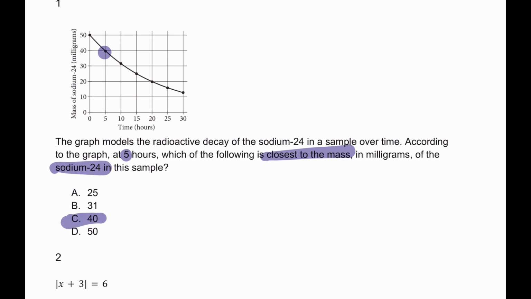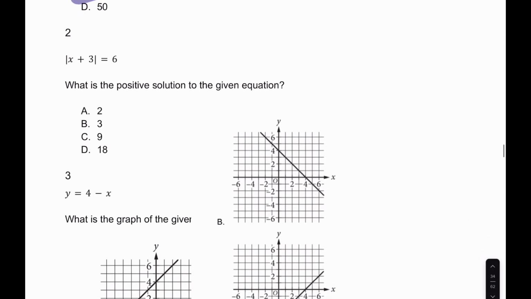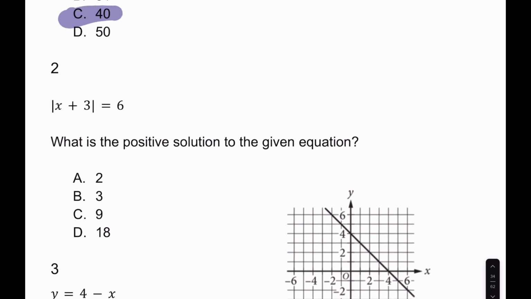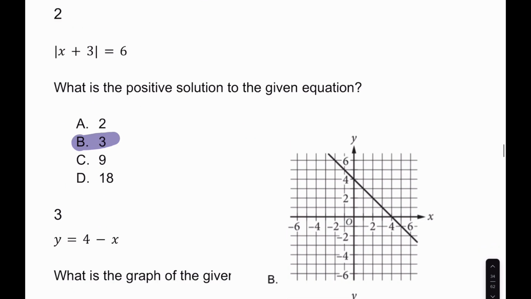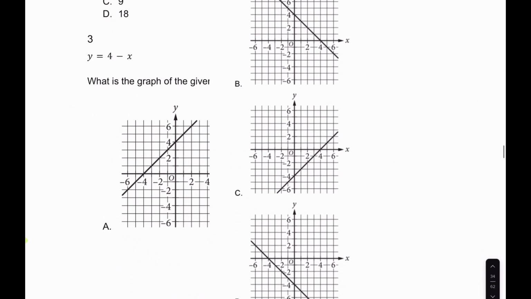Let's keep rocking. What about the next question, number two? It says, what is a positive solution to the given equation? Well, it's just 3. 3 plus 3 is 6. Wow, this is easy. Let's keep rocking. What about the next question?